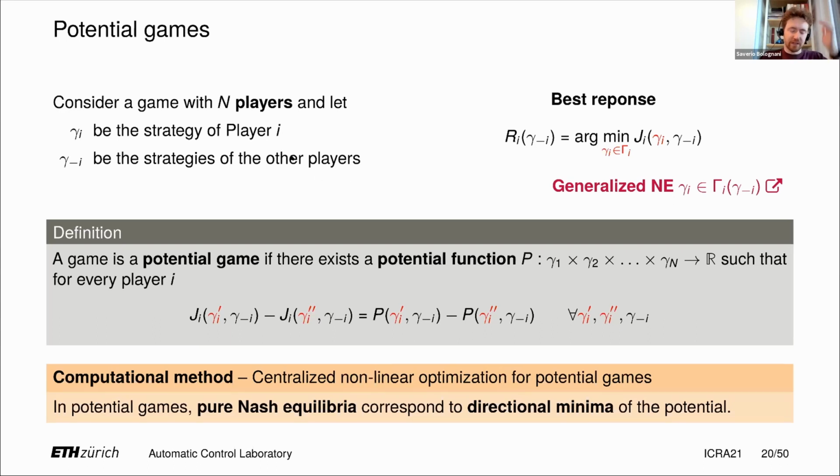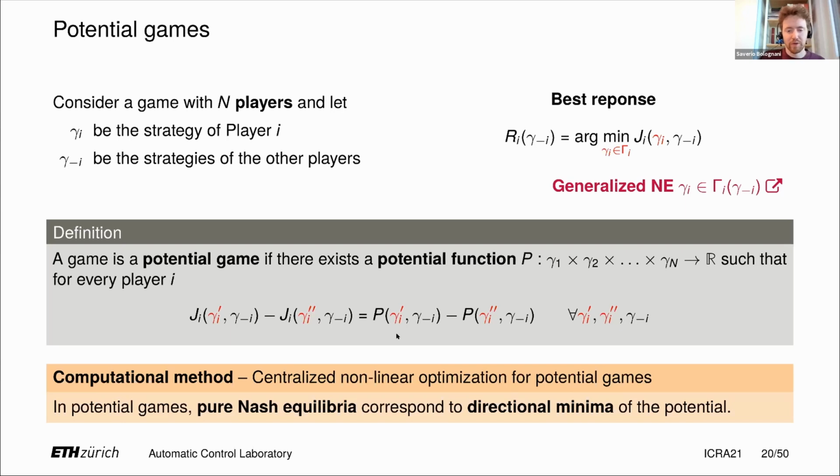Okay, so once we have defined this notation, what is the class of potential games? Well, a game is a potential game if there exists a potential function from the strategies to real numbers, such that for every player i, the gain that player i can achieve in its outcome by switching from gamma i prime to gamma i second is equal to the change of the potential function where you replace gamma i prime with gamma i second, with all the other strategies by the other players remaining the same. And this needs to hold everywhere, right? For all possible gamma i, gamma i prime and gamma i second, and for all strategies of the other players, and for all players.